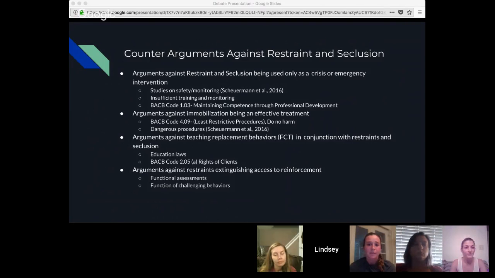And another important factor is: are restraint and seclusion appropriate when there is a risk of death? These methods are found to be potentially dangerous and ineffective. And as a BCBA, we have the obligation to do no harm to our clients. And this may not be the case if we are providing restraint and seclusion techniques without training. If restraint and seclusion are being repeatedly used with clients, that also means that they're ineffective.